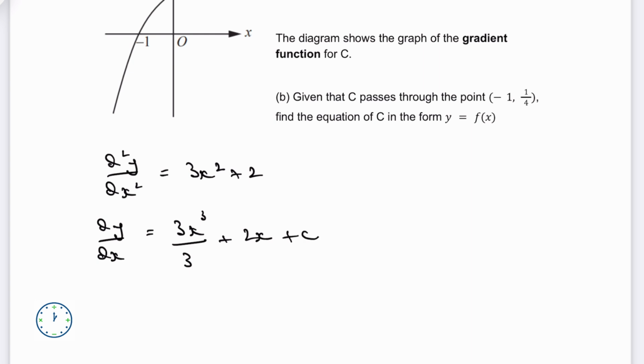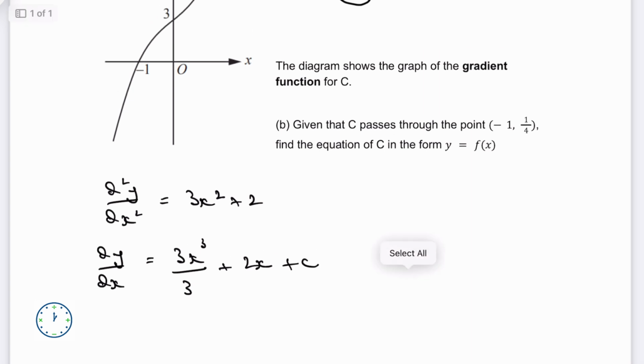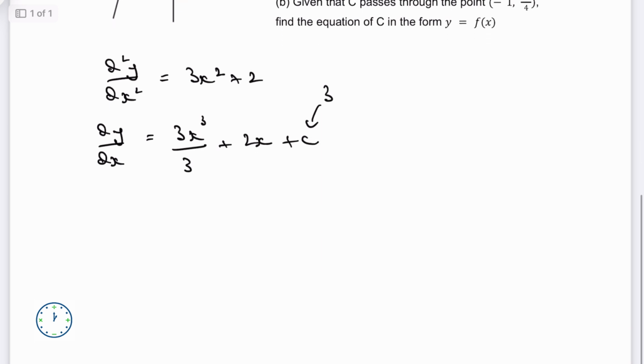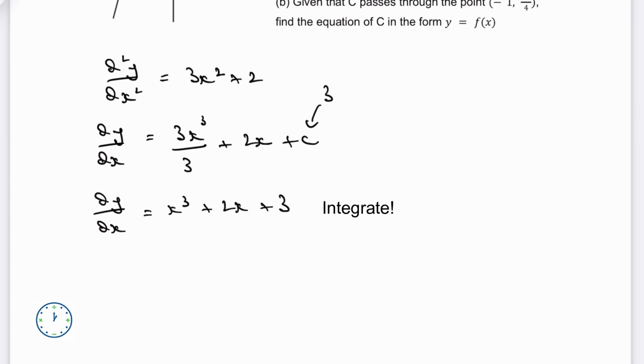Now actually the constant is given to us on the diagram right at the very top here, and you can see it says it crosses at 3, so this value of C is actually going to be 3. That puts us in a much stronger position, because what I end up with, just tidying this up, is dy by dx equals x cubed plus 2x plus 3. Okay, what happens then if we integrate again? Well, we're going to get finally our value of y.